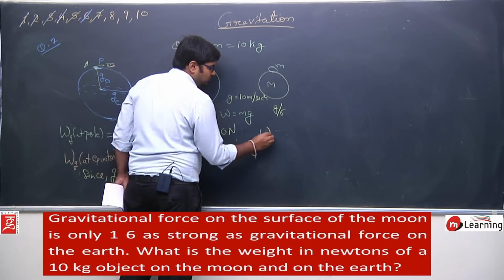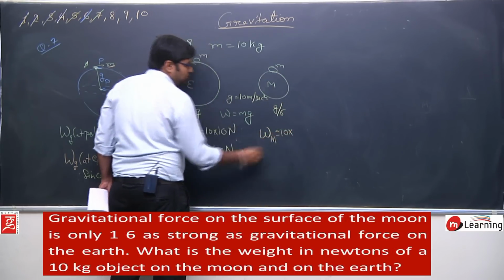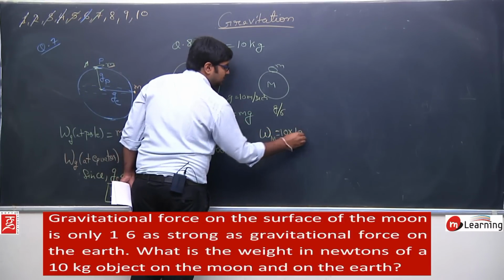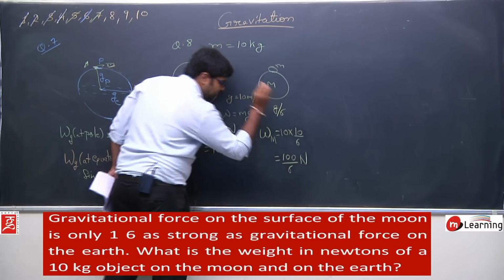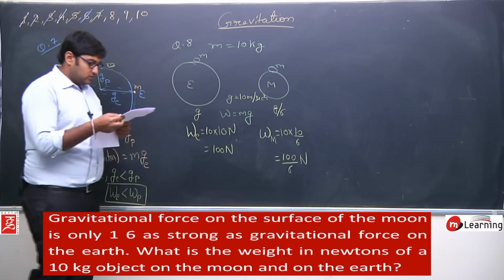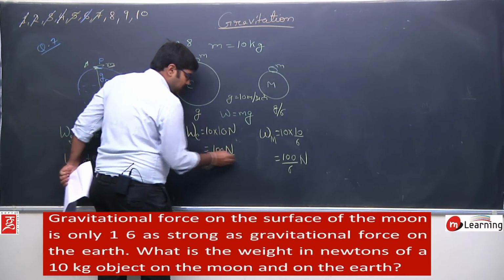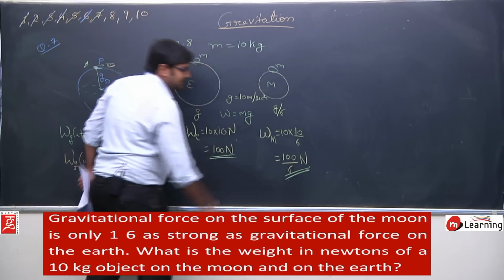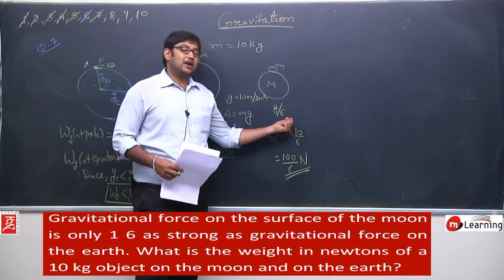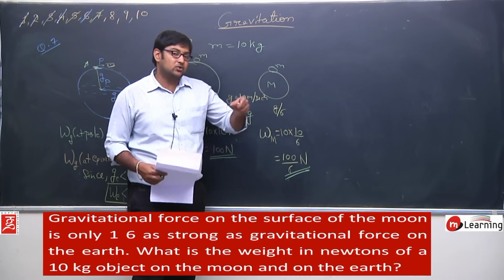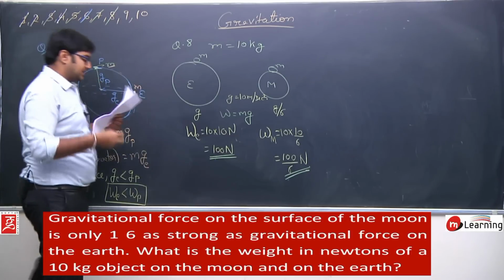And if we go to the moon, the weight of the same object on the moon: its mass will remain 10, into acceleration due to gravity which will become 10 upon 6, so its weight will become 100 upon 6 newtons. So its weight on the earth is 100 newtons and weight on the moon is 100 by 6 newtons. It's simple because the acceleration due to gravity becomes 1/6, and we have learned that weight is basically mass into acceleration due to gravity. So that's why the weight will become 1/6.